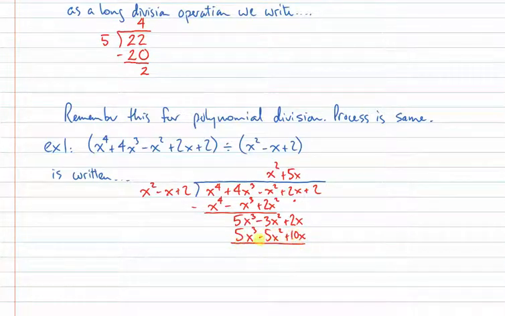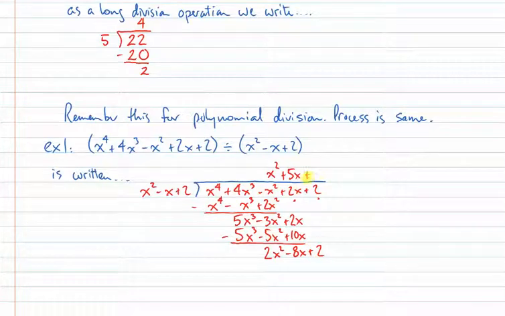I'm going to subtract these. This will always be 0. This is going to be negative 3 subtract negative, or add 5, so 2x squared. And 2x subtract 10x, so negative 8x. I'm going to borrow a term, bring it down. Same process one more time.